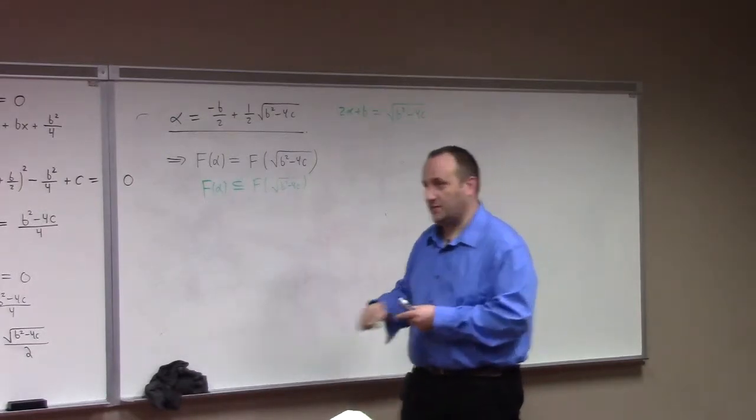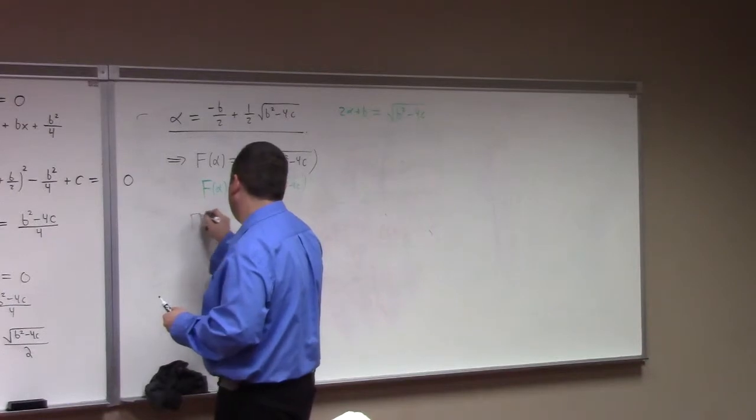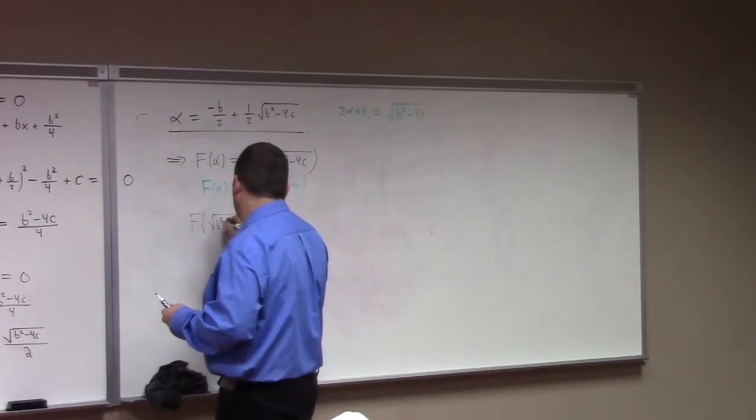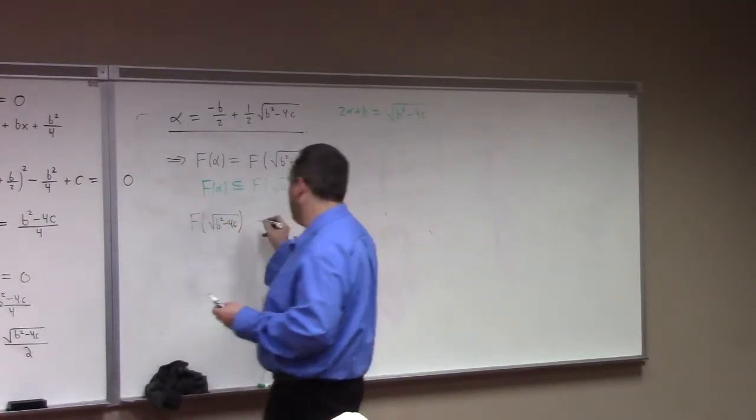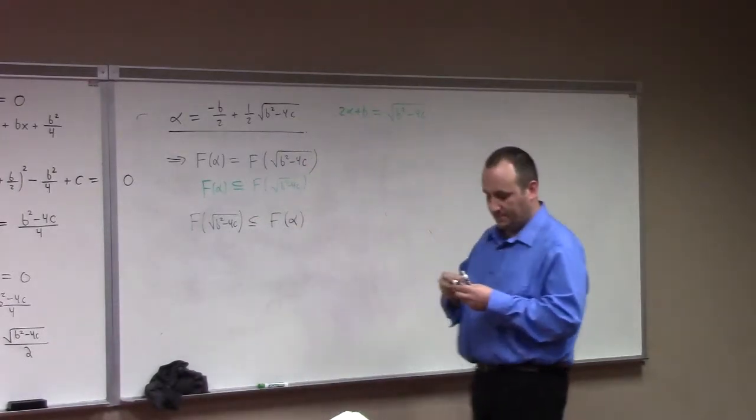How about vice versa? What if we start with F adjoin the square root of b squared minus 4c? How do we get that as a subset of F alpha? Because we can also argue that.